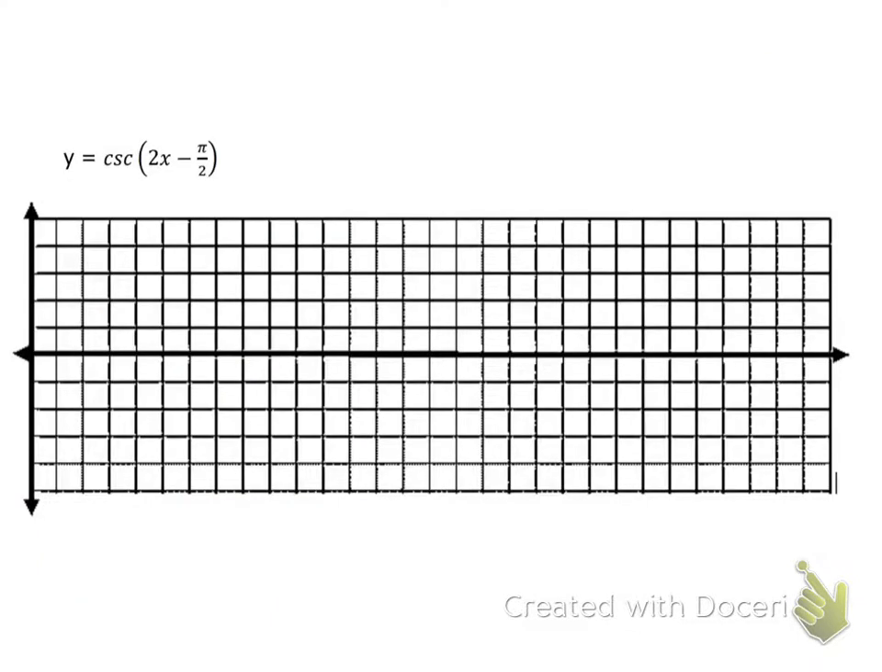Next. Now we have a little bit something different happening here. Let's look at how we would rewrite it. Y equals sine 2x minus pi over 2. Sine starts at a 0 and goes up. The amplitude for this is 1.